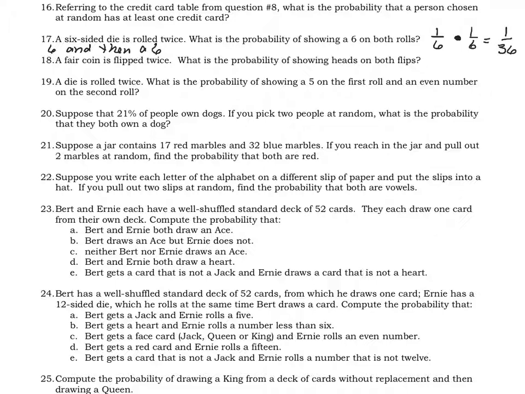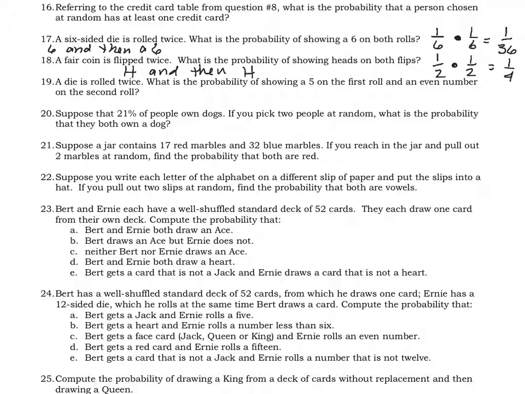18: a fair coin is flipped twice. Again, when you flip a coin, those are independent events. What's the probability of showing heads on both flips? So we're looking for the coin landing on heads and then heads again. There are only two sides of a coin, so the probability of heads is 1/2, and then heads on the second flip, and so we get 1/4.